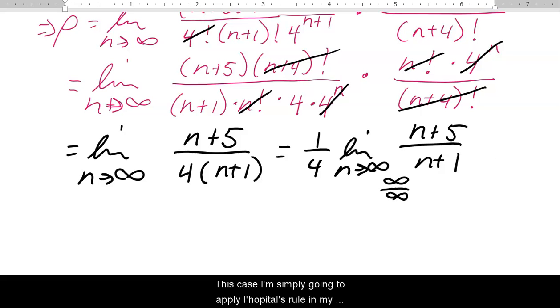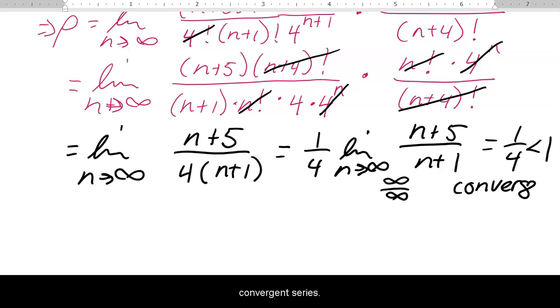In this case, I'm simply going to apply L'Hopital's rule in my head or the Bill Gates rule, which says when the leading degrees have the same degree, the ratio of their leading coefficients is the value of the limit. This leads to a value of 1/4. Because 1/4 is less than 1, I know that it must be a convergent series. It does not mean it converges to 1/4. That simply tells me that it does converge.